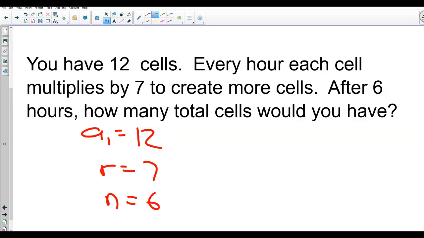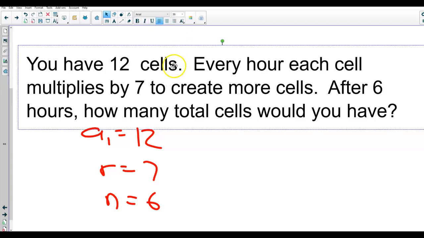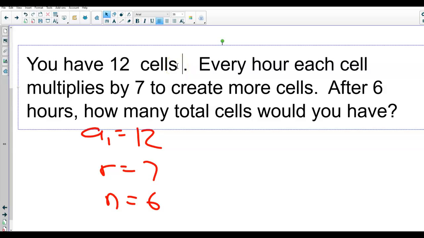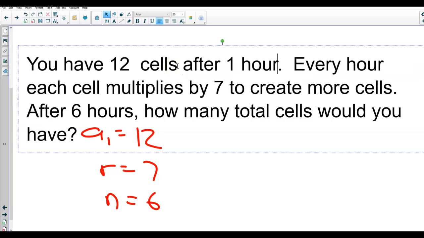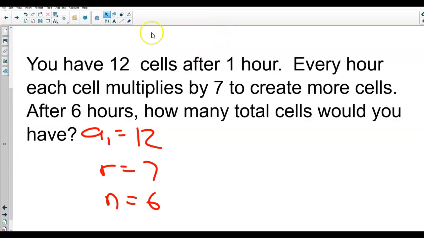Now, you have 12 cells on the test. I'm going to adjust this problem. I'm going to say you have 12 cells after 1 hour. So it's not going to be a starting point. Okay, you have 12 cells after 1 hour is what I'm going to go with. Every hour, each cell multiplies by 7.